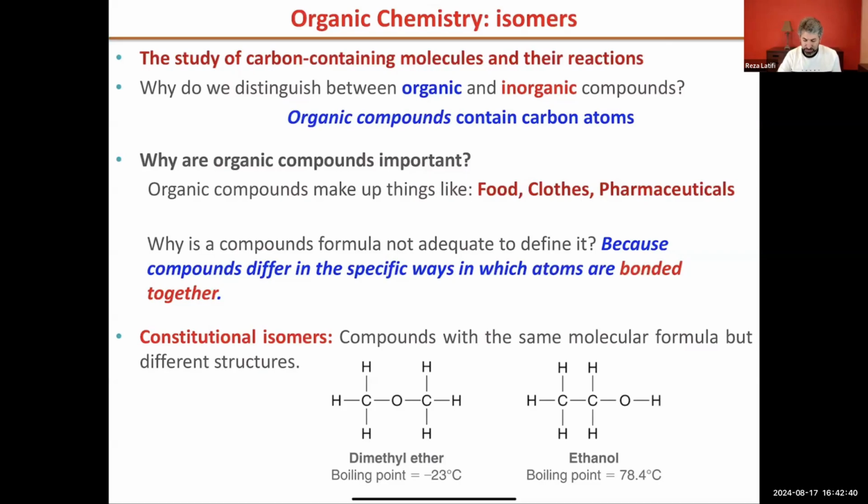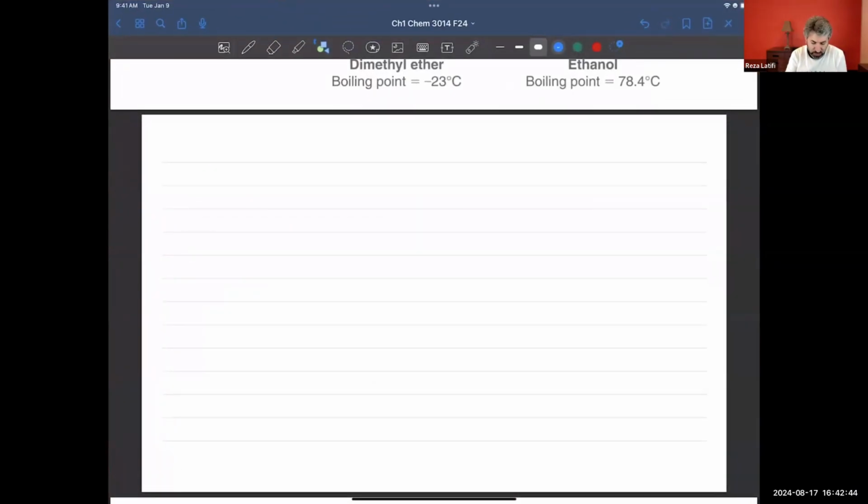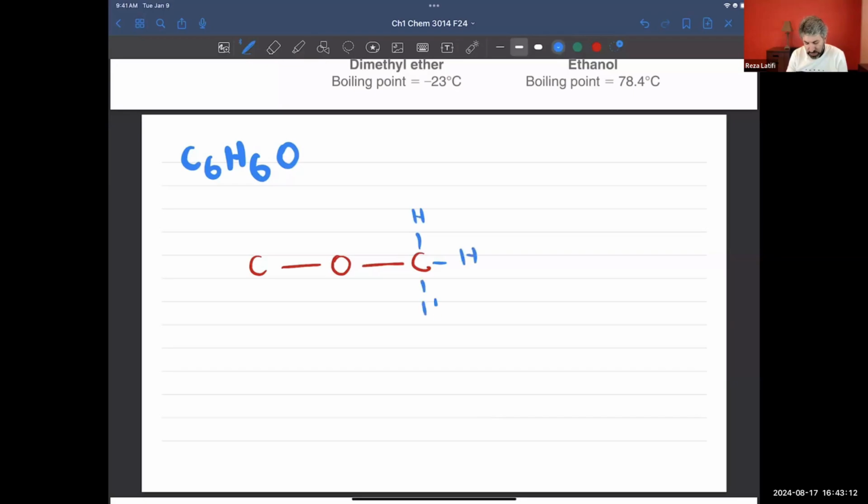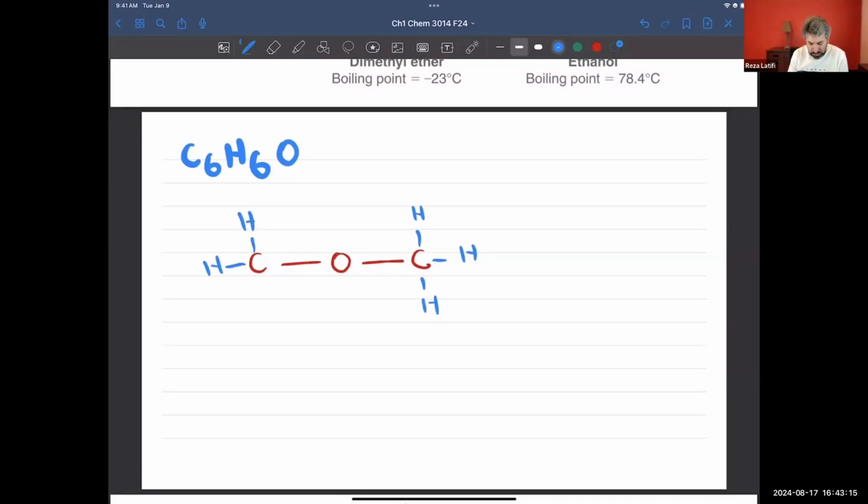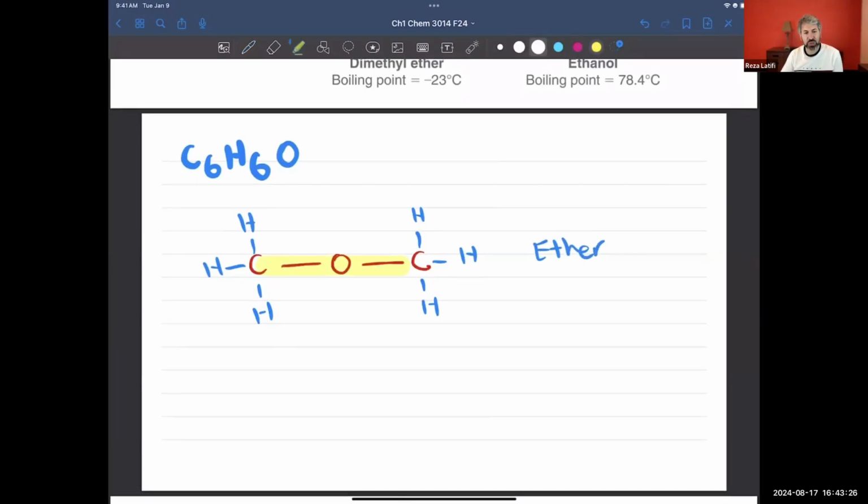Okay, let's do one example here. For example, we have a molecule whose formula is C6H6O. Okay, how can I actually draw a molecule based on this formula? I can say, let's put a carbon here, attached to one oxygen, attached to another carbon, and to each carbon we're going to give 3 hydrogens, because we are going to follow the octet rule. That's one molecule, and the name for this one is ether. Why ether? Because of this bridge. So the functional group here, we call it ether.